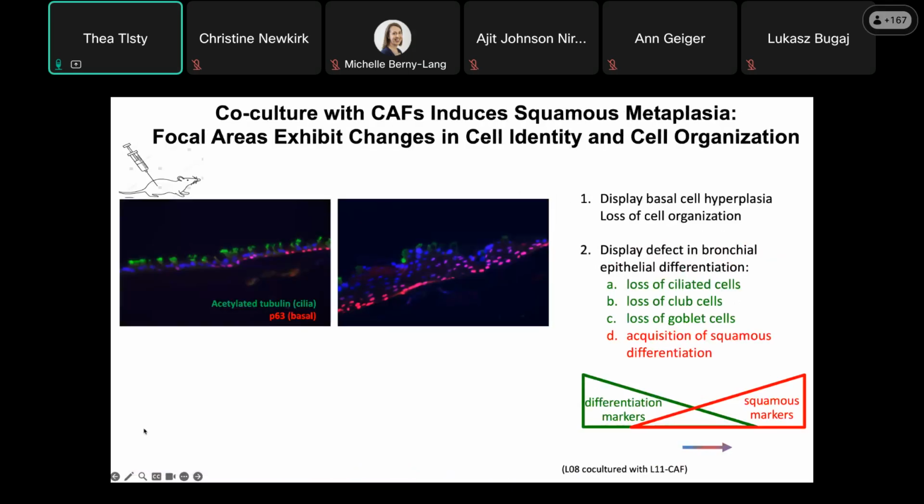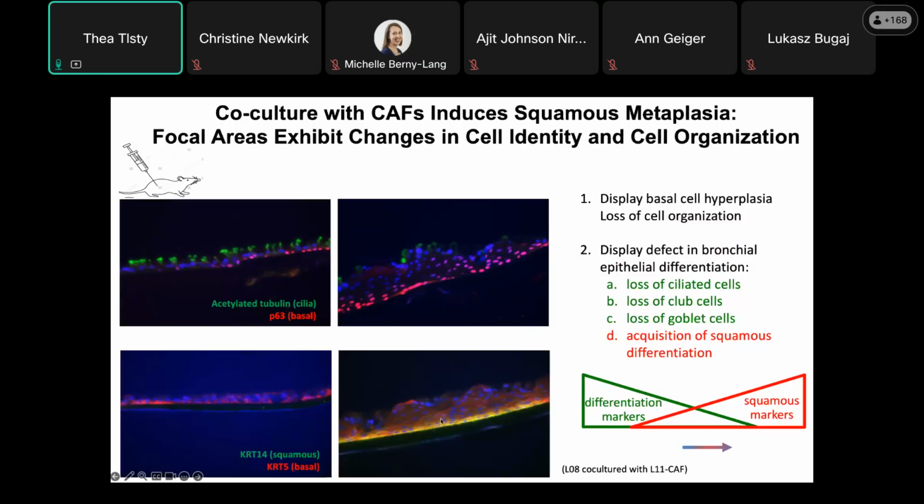I'm going to show you staining of this. Here, the green are the cilia. You can see that they're all but gone in this area of metaplasia. You can see the pink basal cells show basal cell hyperplasia, and now you see the expression of squamous markers. So the differentiation markers for bronchial airway goes down. The differentiation markers for squamous tissue is acquired simply by co-culturing these with CAFs.